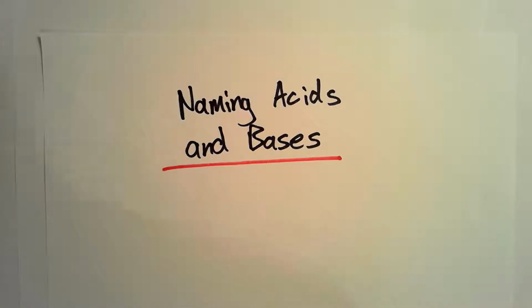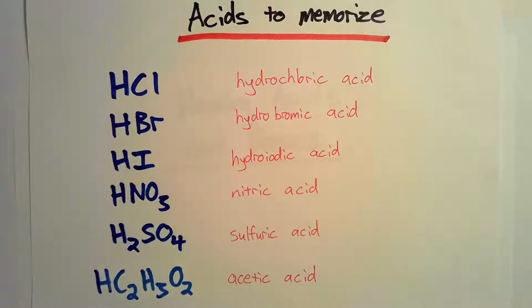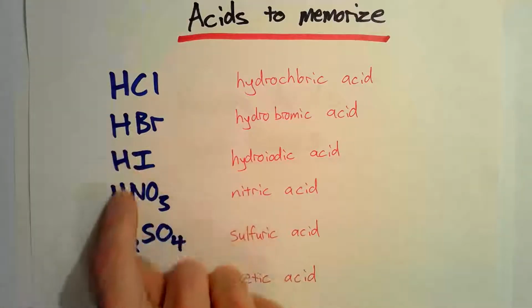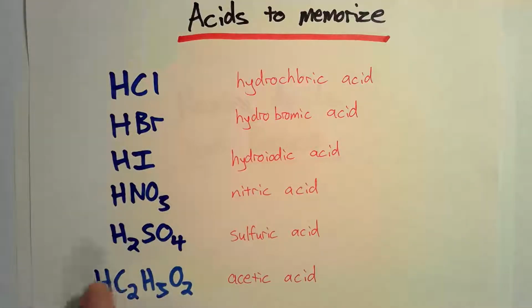So let me show you the 6 acids I want you to memorize. Can you see a pattern with all these acids? That's right, they all start with H. They're not in alphabetical order, they all start with H. So they all have a hydrogen out in front.